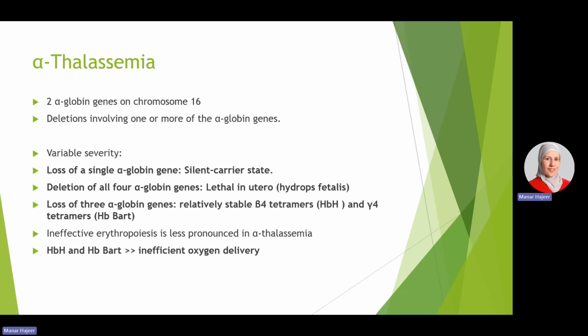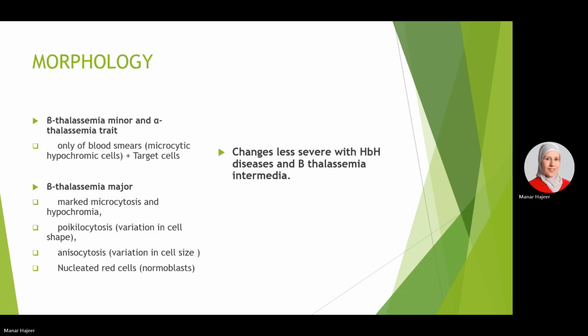Those patients also will have ineffective erythropoiesis, but it is less pronounced than in beta thalassemia. The hemoglobin H and Barts hemoglobin, which are formed of 4 beta chains or 4 gamma chains, respectively, are inefficient in oxygen delivery because they have a high affinity for oxygen. That is, they will not release the oxygen easily, so the tissues will suffer from hypoxia.